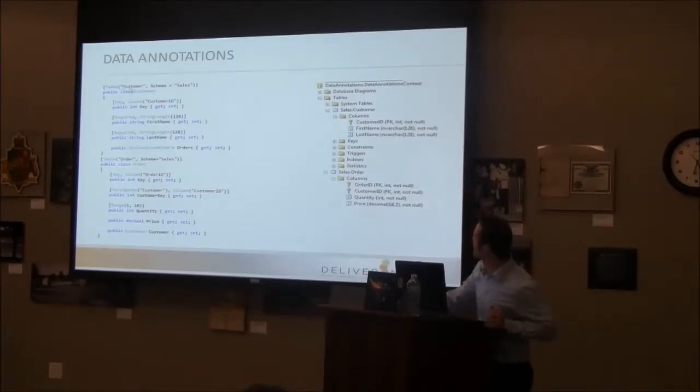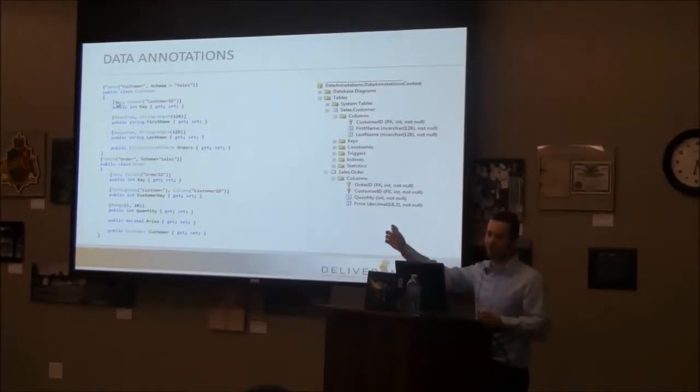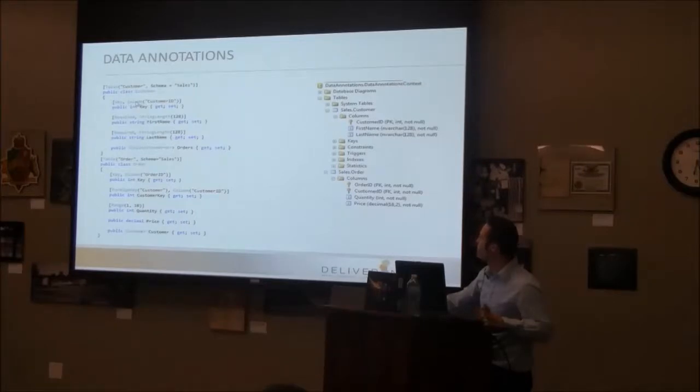I'm using the same classes as before. Public class customer with, this time instead of using customer ID, I just called it key. So that would be my primary key. And I'm using the attribute called key to signify that is the primary key. And then I'm using the column attribute to say I want to name the database column customer ID. So instead of having it created as key in the database, it's actually creating it as customer ID. Then I have first name and last name again.